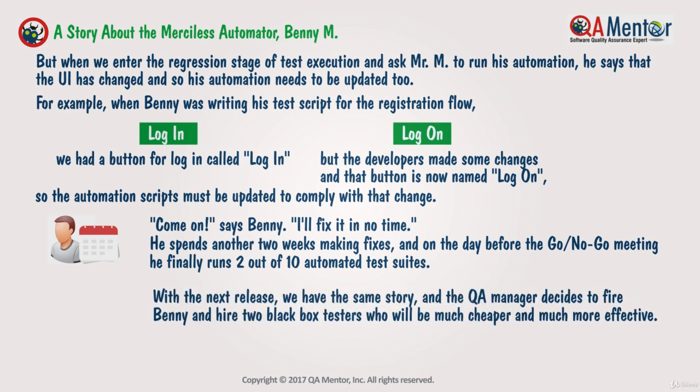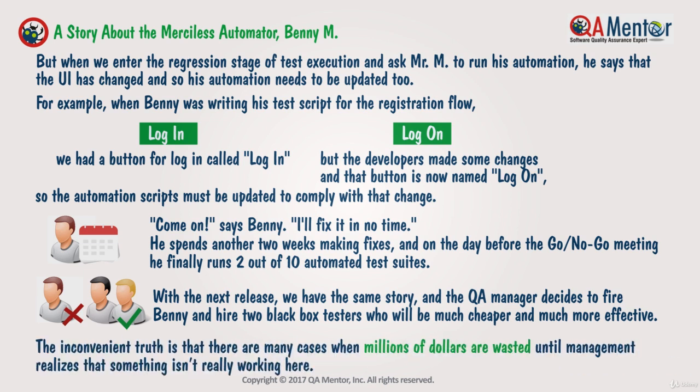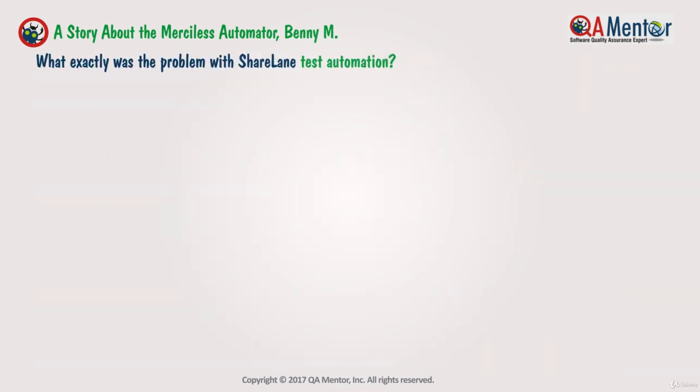With the next release, we have the same story, and the QA manager decides to fire Benny and hire 2 black box testers who will be much cheaper and much more effective. The inconvenient truth is that there are many cases when millions of dollars are wasted until management realizes that something isn't really working here. What exactly was the problem with ShareLane test automation?